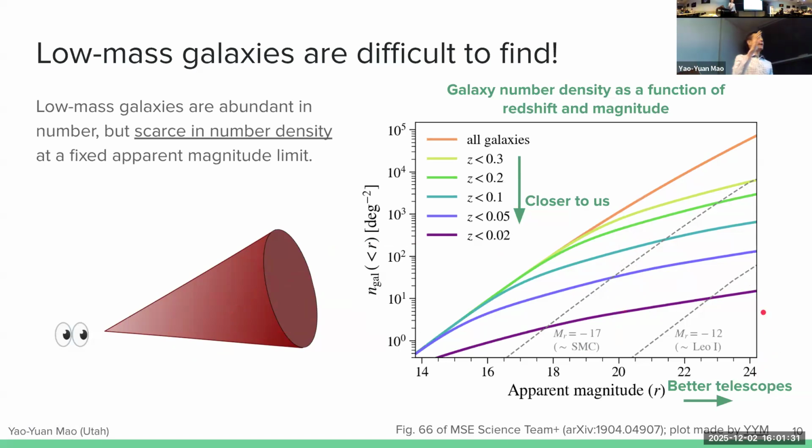So if I don't have distance information, at a fixed apparent magnitude, if I randomly choose a galaxy, the chance I get a low mass galaxy actually decreases as your telescope gets better and better. And so the main point of the rest of my talk is: what do we do? How do you find low mass galaxies when you have a better telescope that can see more and more stuff?